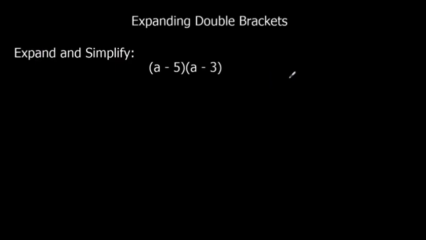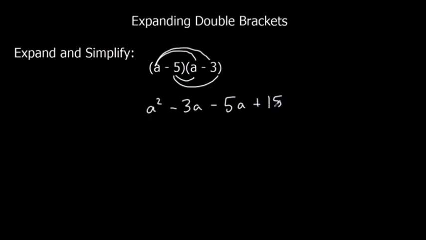Okay, so this time we've got two negatives. It's going to be the same process though. Multiply both the terms in the first bracket by both the terms in the second bracket. So we've got a times a, that's a squared. A times minus 3, minus 3a. Minus 5 times a, minus 5a. And I've got minus 5 times minus 3. So a negative times a negative, that's a positive. And 5 times 3, 15. Then again, simplify. So minus 3 minus 5, that's minus 8. And that's the final answer.